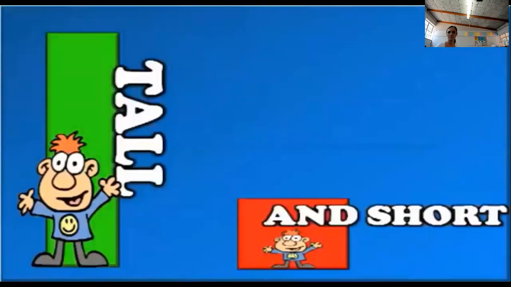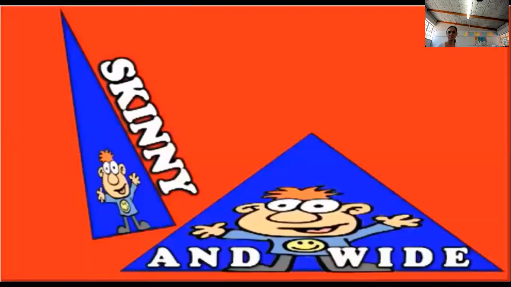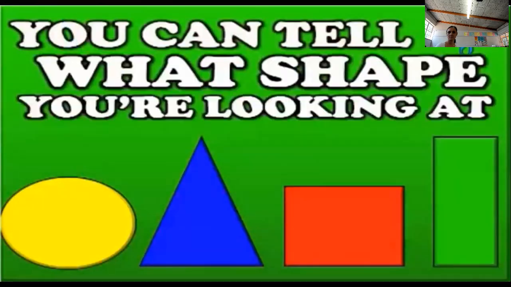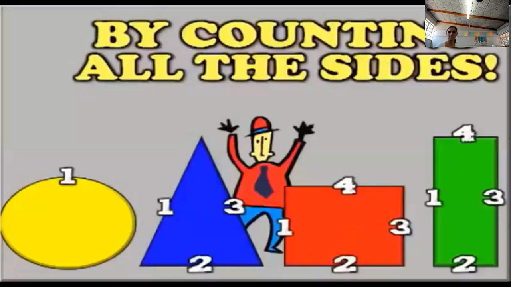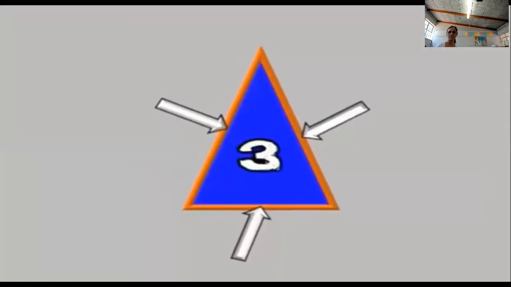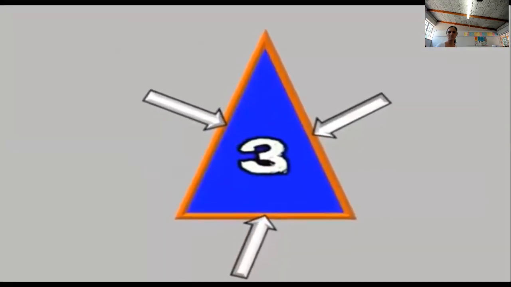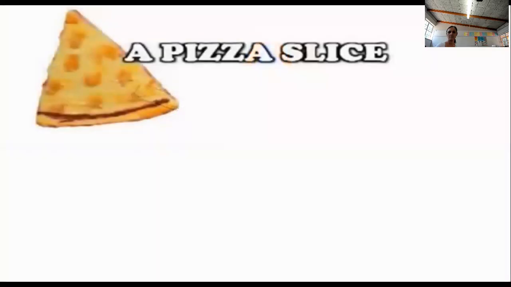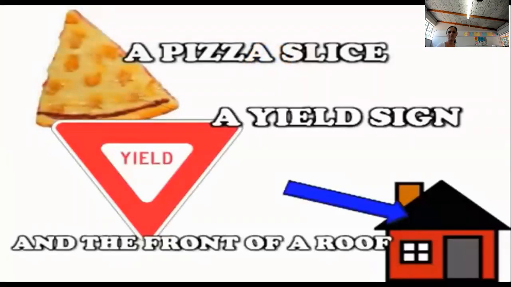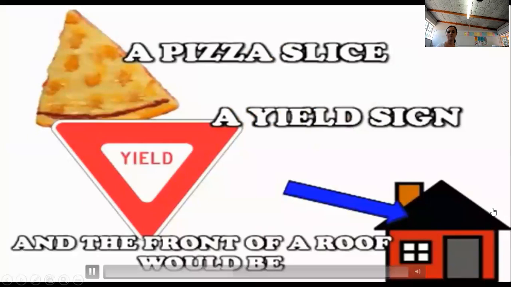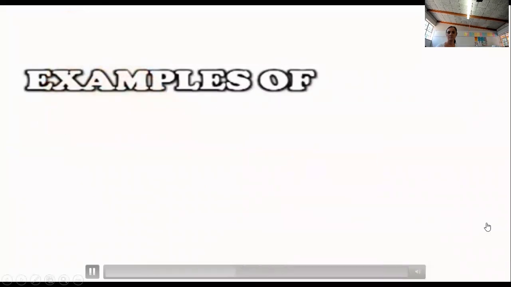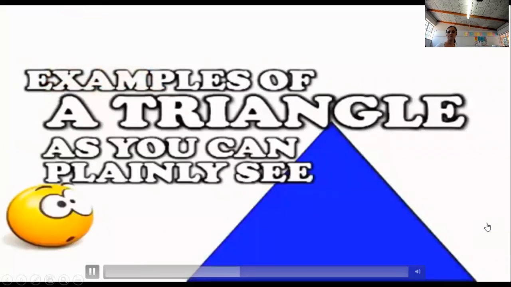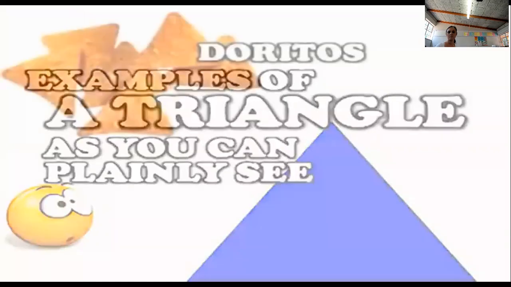Shape, tall and short, skinny and wide. You can tell what shape you're looking at by counting all the sides. A triangle has three sides. Examples of a triangle, as you can plainly see.